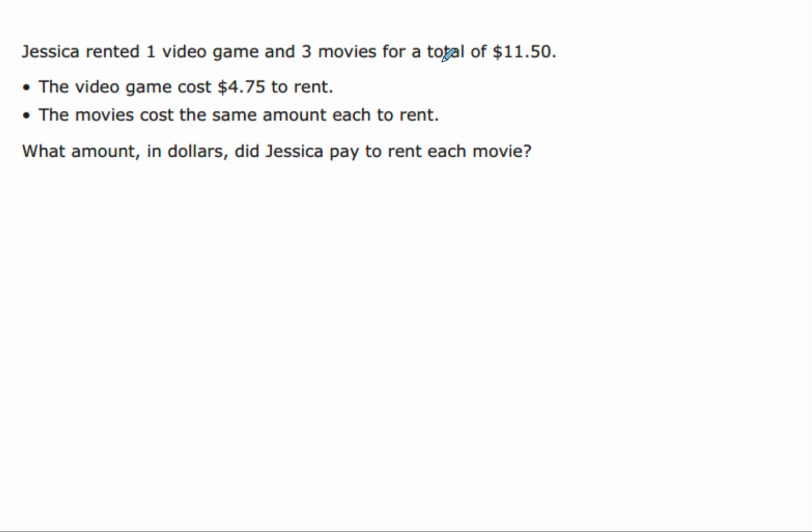So let's go ahead and try it. The total here is going to equal $11.50. We're looking for the cost for the movies. That's going to be my variable, and it's being multiplied by 3. There are 3 movies that were rented. Only 1 video game was rented, and it was $4.75. So $4.75 plus 3m, for whatever the movies cost altogether, equals $11.50.